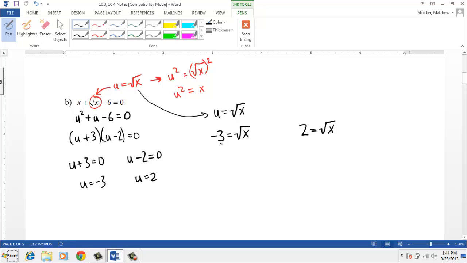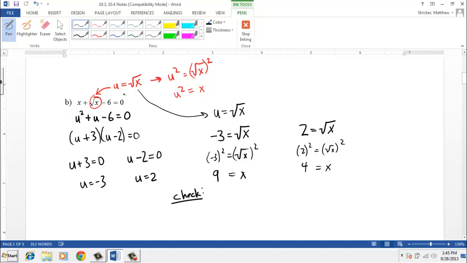And we square both sides. We square this side and we get that -3 squared is equal to the square root of x squared, which gives us x equals 9. And then here we square this side. 2 squared equals the square root of x squared, which gives us x equals 4. And remember that whenever we have an equation that we're trying to solve that is a radical equation, we need to check to make sure that we don't get an extraneous solution. So let's now do our check. We need to do this anytime we have radical equations.